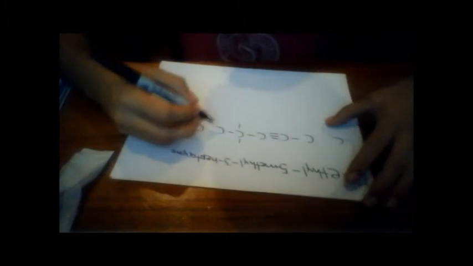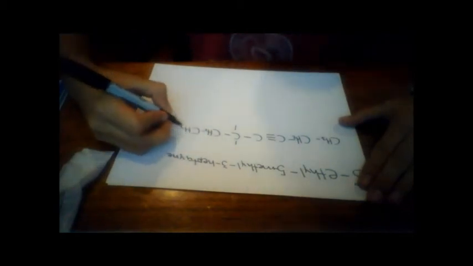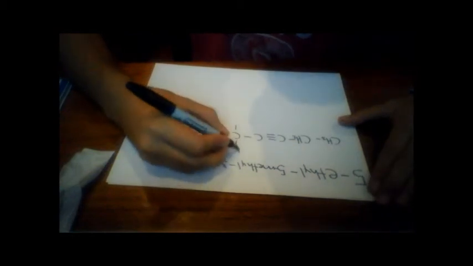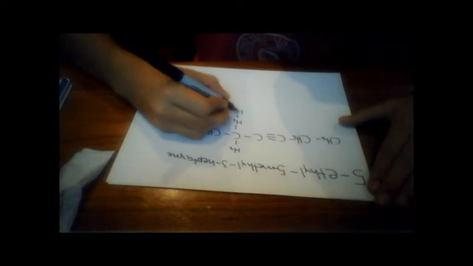So we start drawing: CH3, CH2, the triple bond, CH2, CH3, and we give ethyl and methyl. And this is our alkyne. Another example of this will be 2-ethyl-3-hexyne.